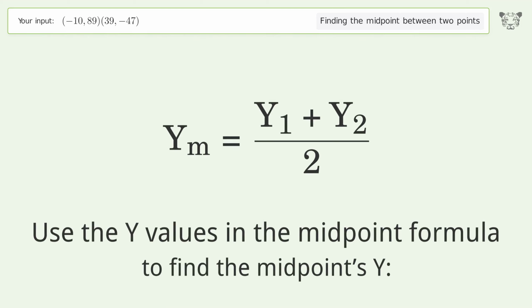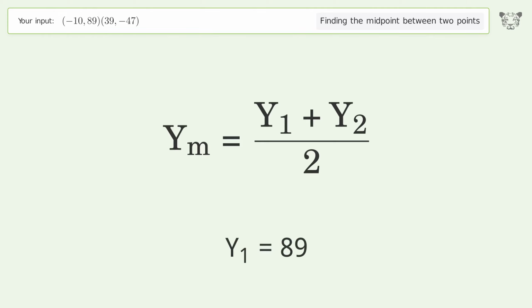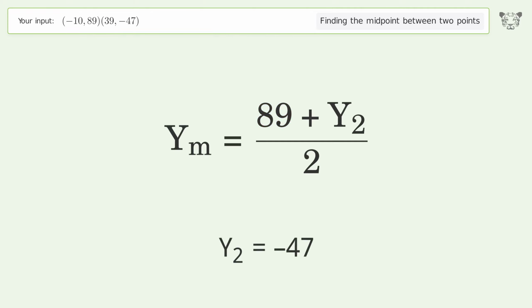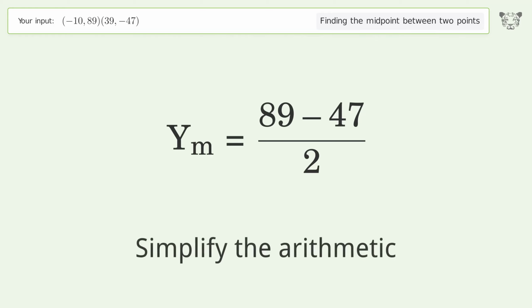Use the y values in the midpoint formula to find the midpoint's y. y1 equals 89. y2 equals -47. Simplify the arithmetic.